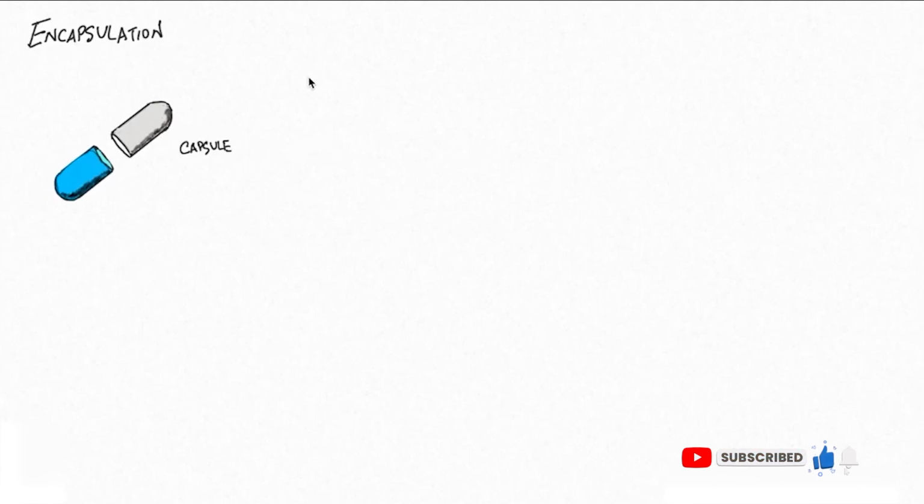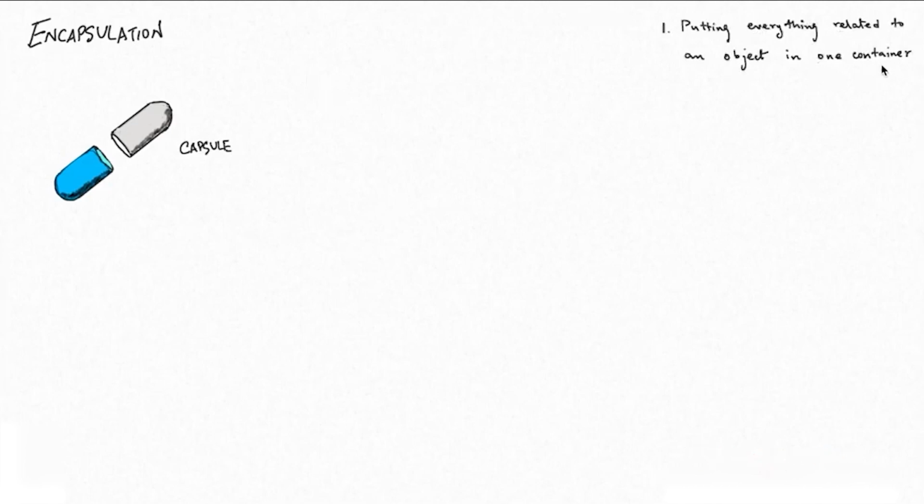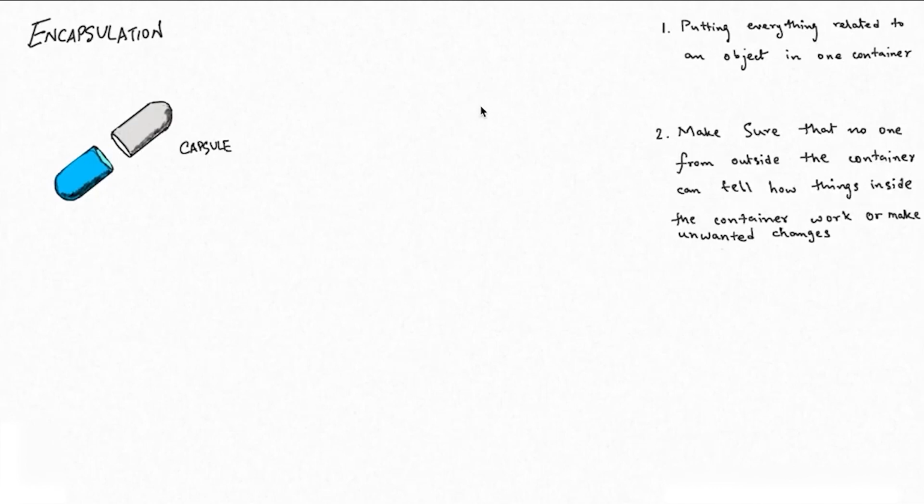So that would be one of our conditions, that we put everything related to an object in one container, right? Just like we're putting everything related to the medicine inside this capsule. In the same way, we need to put everything related to an object in one container, and only one container. Secondly, we need to make sure that no one from the outside of the container can tell how things are working inside the container. Or we also don't want them to make any unwanted changes to the contents of the container, right? And three, we need to make sure that the container does not leak.